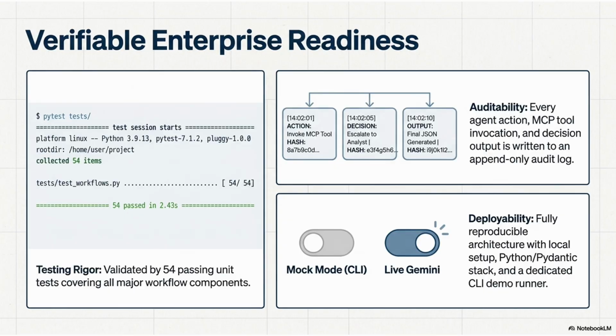Here, the entire package was unit tested with 54 various use cases covering all major workflow components. Auditability, as you can see, covers every agent action, MCP tool invocation, and decision output, which is written to an append-only audit log. Deployability covers a fully reproducible architecture with local setup, a Python Pydantic stack, and a dedicated CLI demo runner.